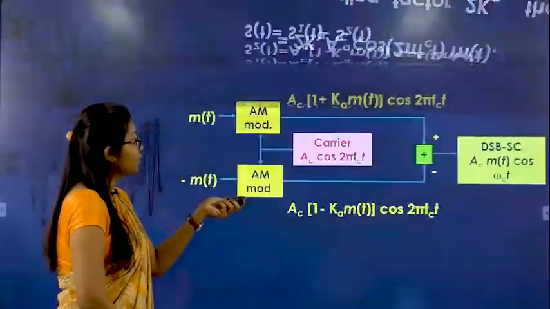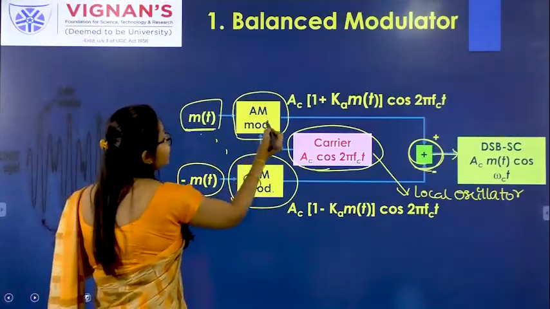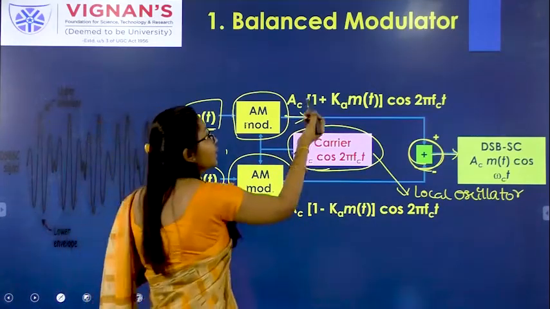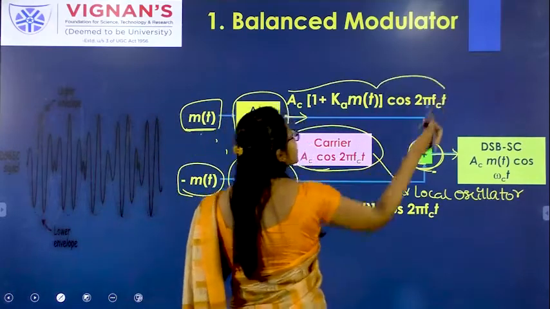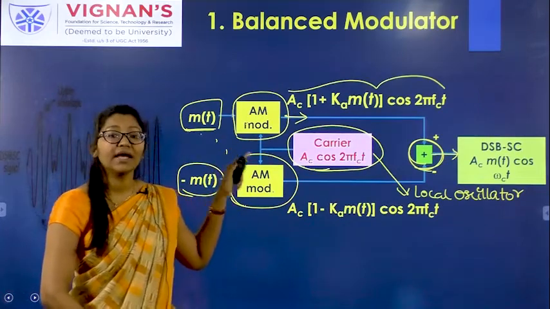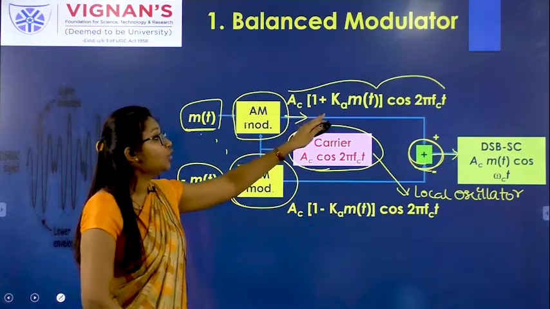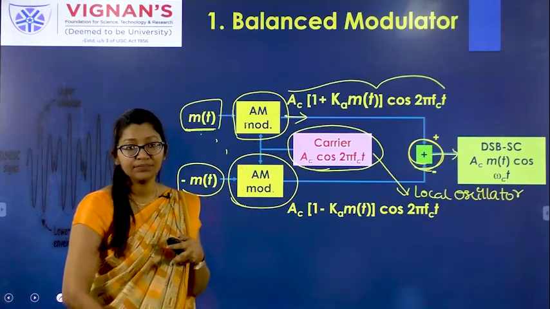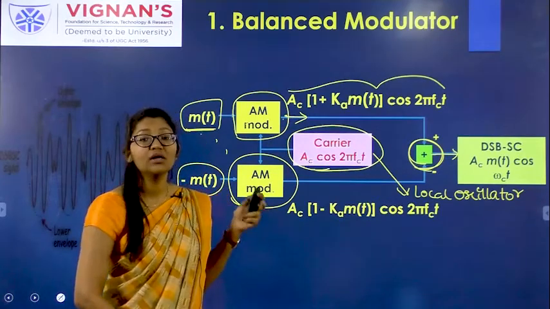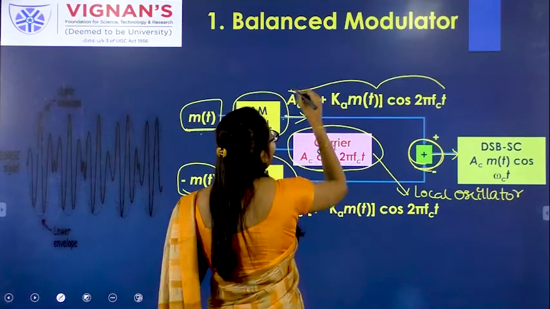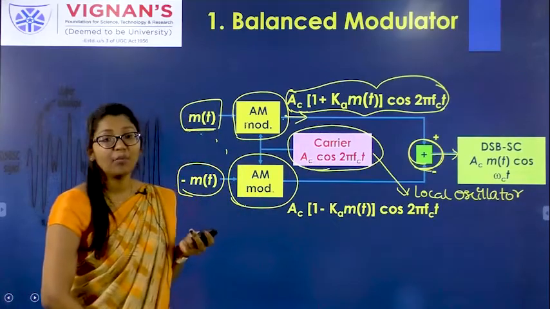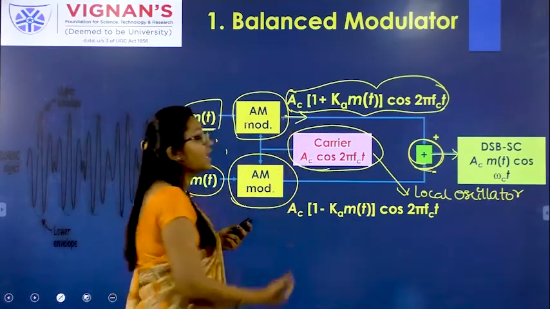If you see the block diagram, what will the first AM modulator output be? This is the time domain representation of conventional AM. We already discussed in the first unit that the conventional AM output is Ac into 1 plus Ka m of t, cos 2 pi fct. This is the amplitude modulated signal output, which is obtained from the first AM modulator.